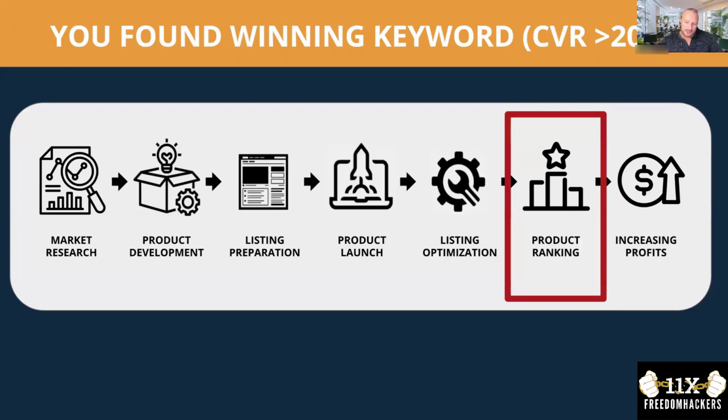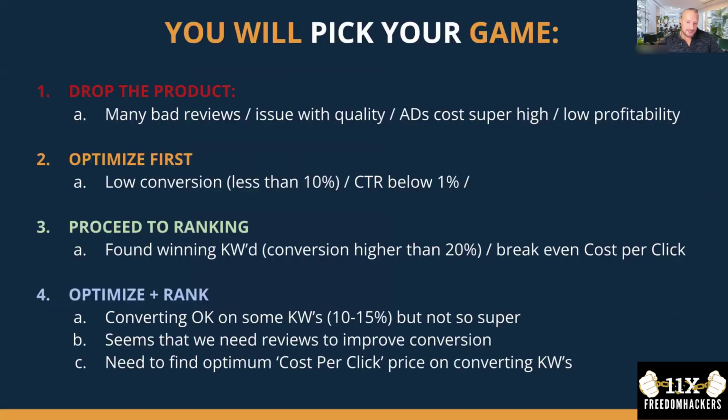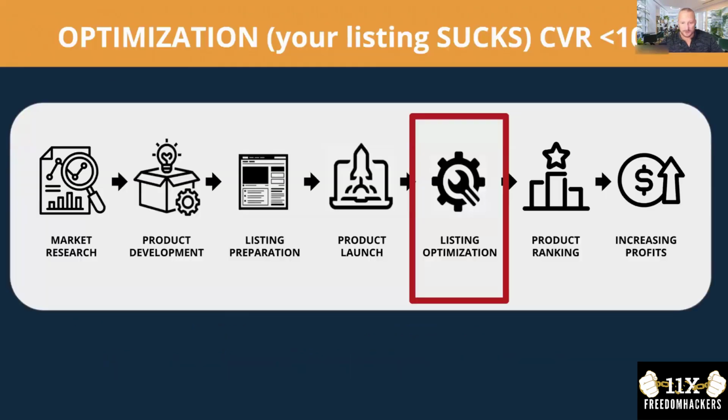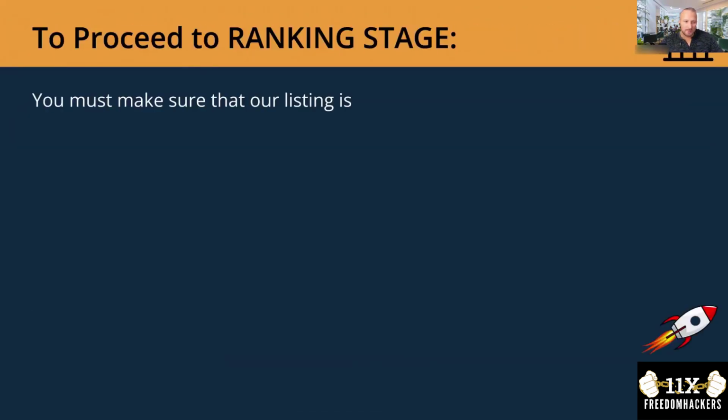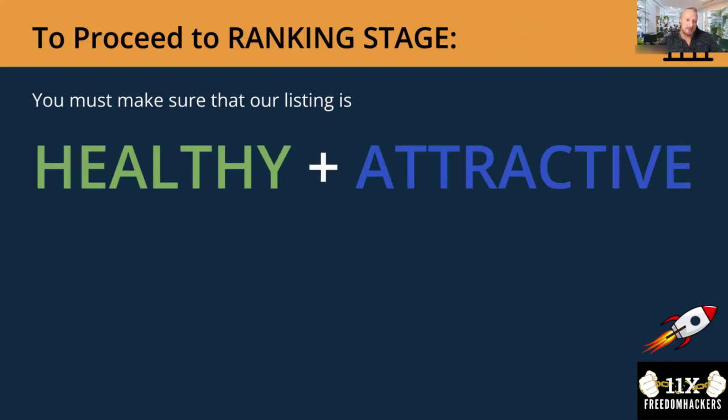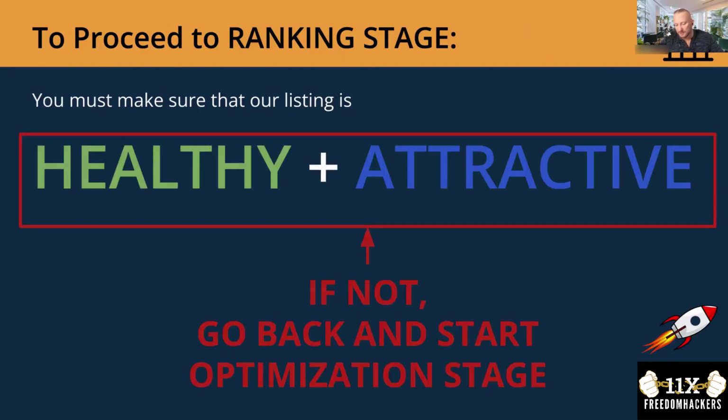Now let's speak about ranking. Let's say you found this number three here, like after launch, you found really good conversion rates for your keywords. And what do you do? To proceed to the ranking stage, you must show that the listing is healthy and attractive. If it's not healthy and attractive, you go back to the optimization. But if you have a good conversion rate on some keyword and it seems that you're making sales there, then let's proceed with that keyword to the ranking stage.